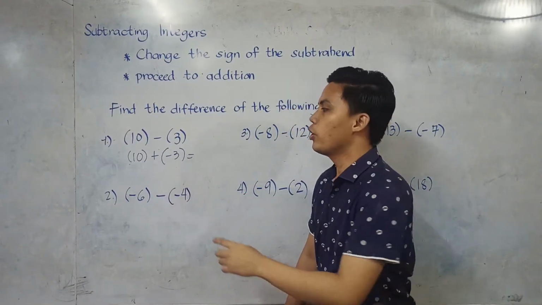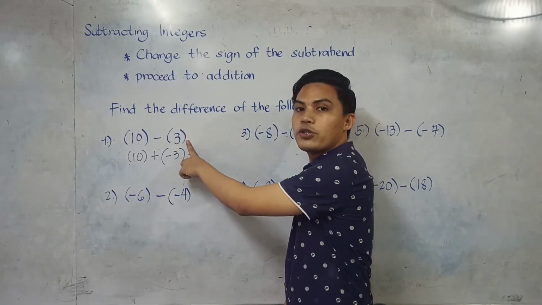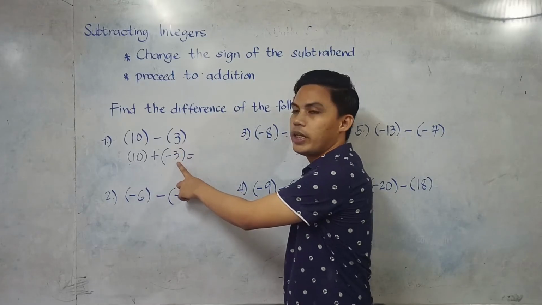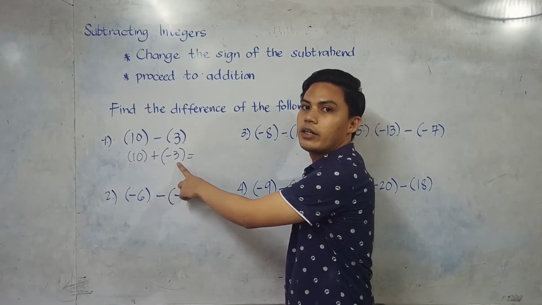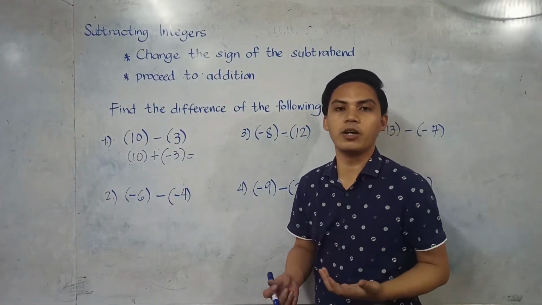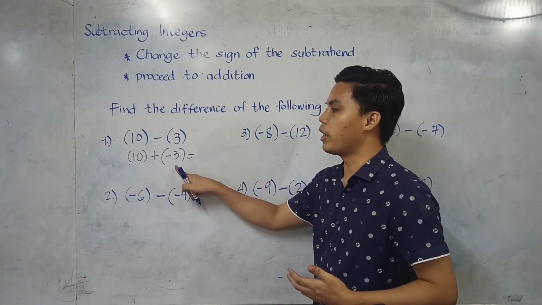And of course, yung subtrahend, kailangan natin i-change ang kanyang sign. So yung positive 3, magiging negative 3. Okay. Then, yung rules na gagamitin natin dito is same lang kanina. So we have LAP and USG. So we have positive 10 and negative 3.